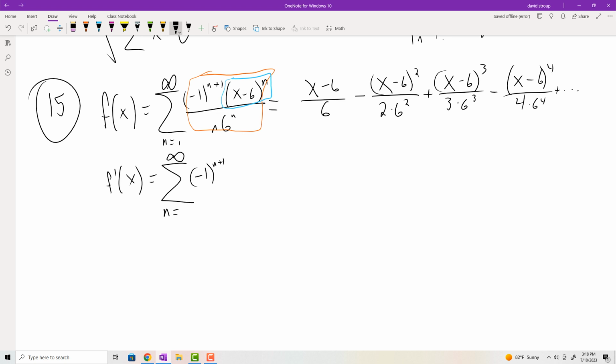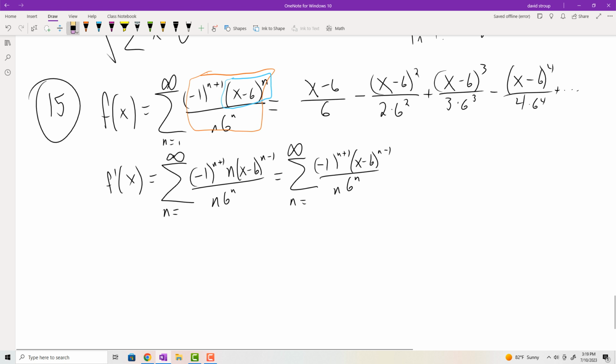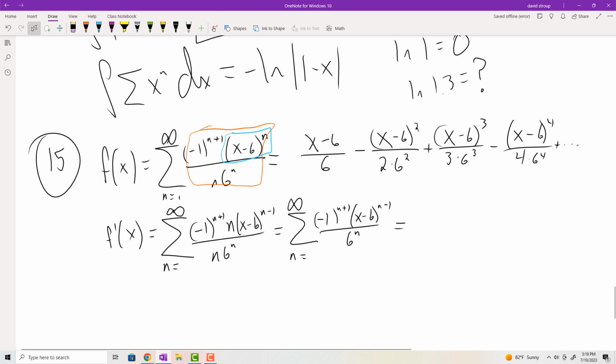So I have negative 1 to the n plus 1. I have to do a power rule, bring down the n times x minus 6 to the n minus 1, now all over n times 6 to the n. I'm going to simplify that because I see there's a common factor of n in the numerator and denominator. So I'll have negative 1 to the n plus 1 times x minus 6 to the n minus 1 all over 6 to the n. Well, that n is gone now. You could then check by taking the derivative of that series above.